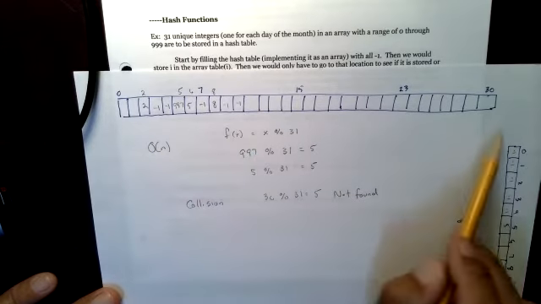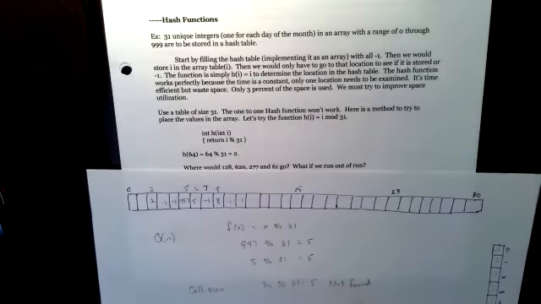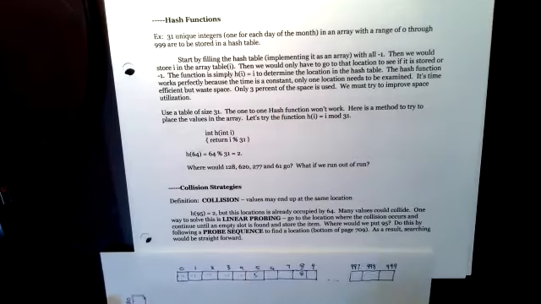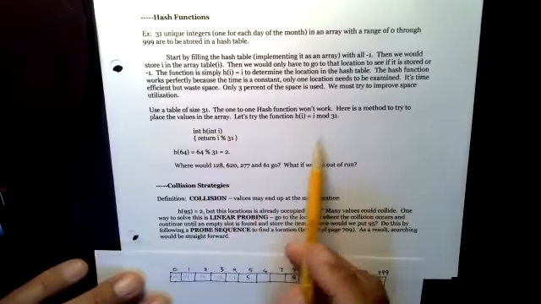So now I need to figure out an array size that's going to work well for storing these 31 numbers. One of the things I'm going to do is say, all right, I had trouble with an array, and let's go through and make sure we did everything we wanted to. Use a table of size 31. So we're modding with 31.